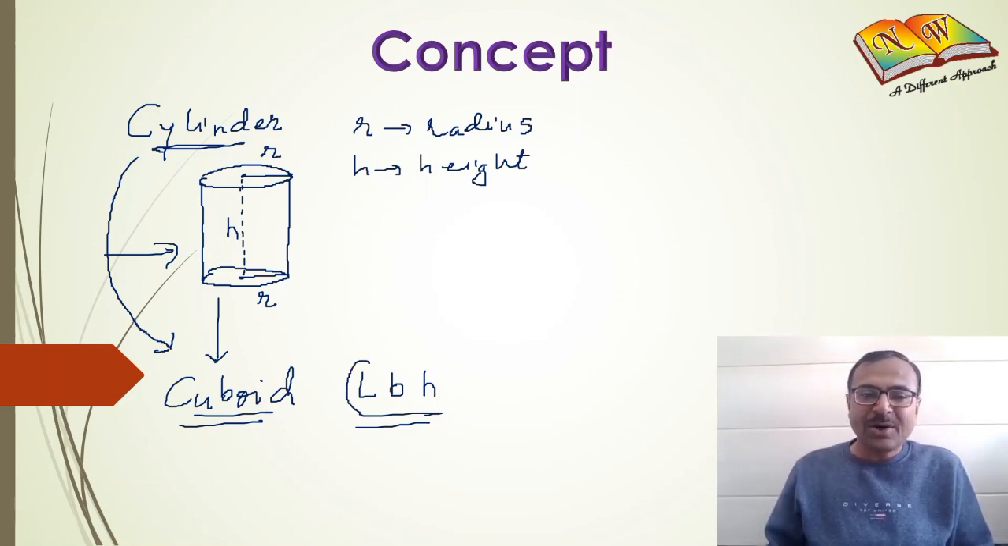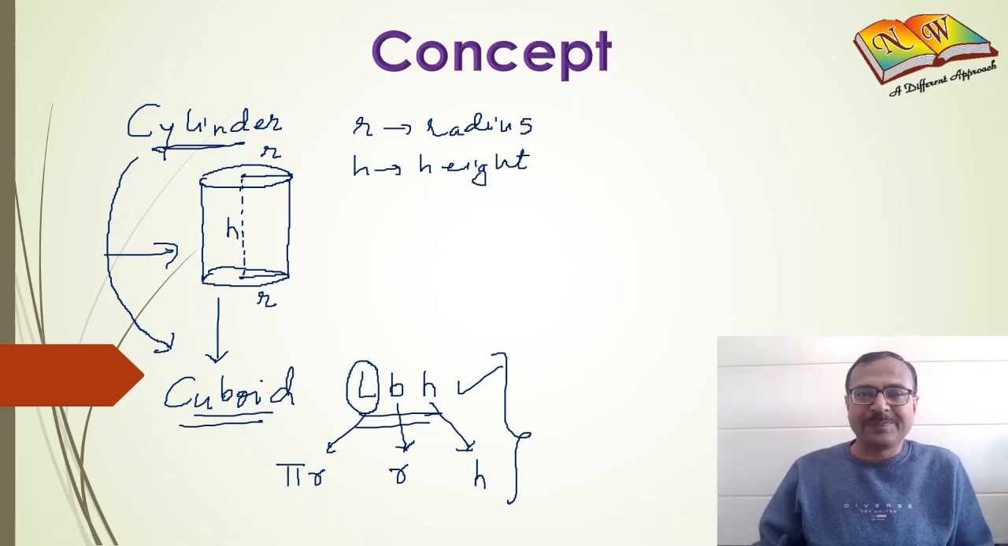The length of the cuboid will become equal to pi r, as we will see in the activity. The breadth will be equal to the radius and the height remains same as the height of the cylinder. All these three will be verified in the activity, and when we obtain the volume of the cuboid, you will obtain the volume of the cylinder also.